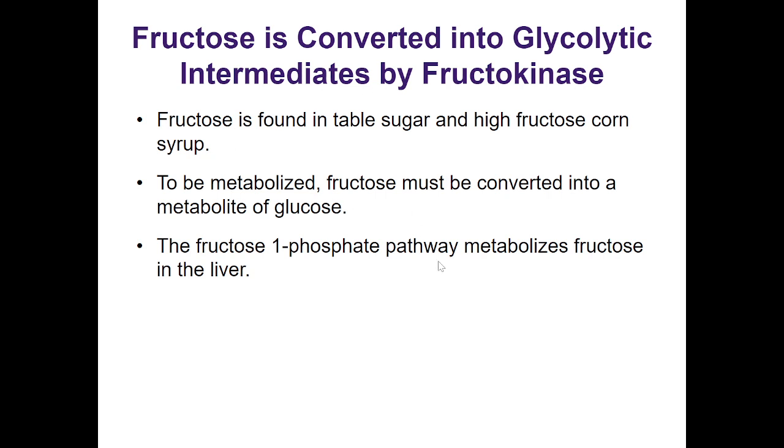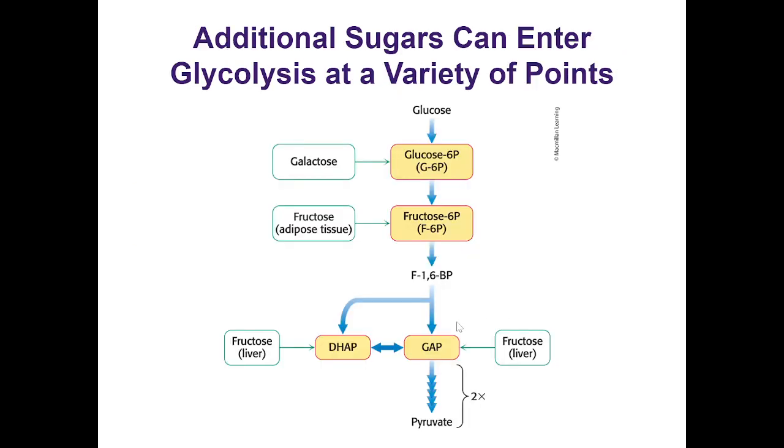The fructose is found in table sugar and high fructose corn syrup. To be metabolized, fructose must be converted into metabolite of glucose. So the fructose 1-phosphate pathway metabolizes fructose in the liver, and that actually is going to then go on to form a, right here, the fructose 6-phosphate. Remember, that is part of the glycolysis pathway.